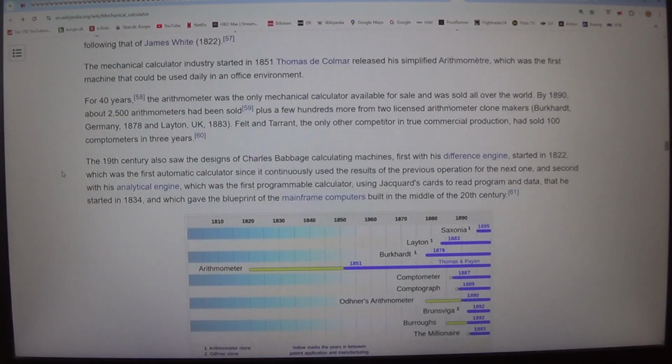For 40 years, the arithmometer was the only mechanical calculator available for sale and was sold all over the world. By 1890, about 2,500 arithmometers had been sold, plus a few hundreds more from 2 licensed arithmometer clone makers, Burckhardt, Germany, 1878 and Leighton, UK, 1883. Felt and Tarrant, the only other competitor in true commercial production, had sold 100 comptometers in 3 years.